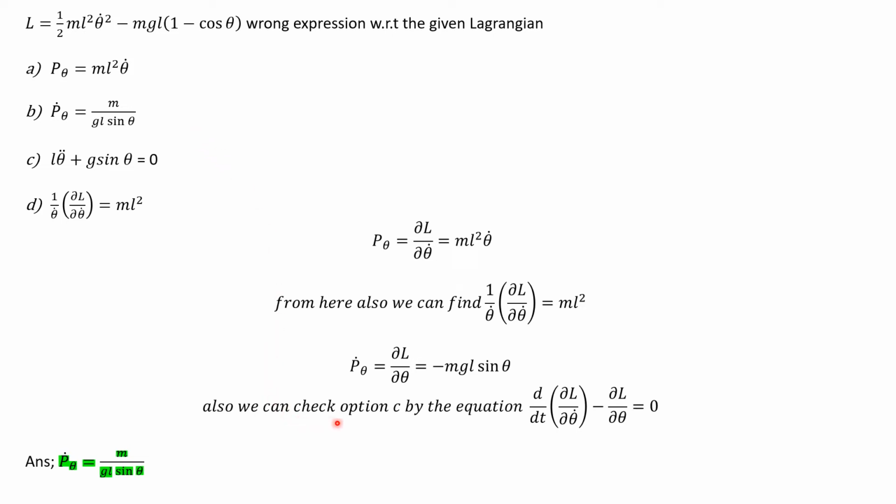Also we can check option C by the equation d by dt del L by del theta dot minus del L by del theta is equal to 0. So here our answer will be option B, that is p theta dot is equal to m g l sin theta, because this is the wrong expression.